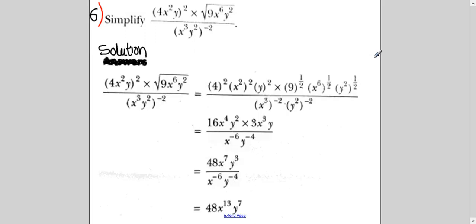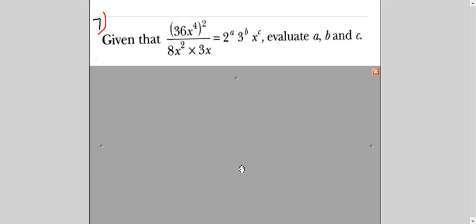So here is the solution. You can check it stepwise. I'm going to the next question, but this one I put here for you to try yourself, because whatever is covered here we have covered in the previous examples. Now this question, if you look at it, looks different. Given that this thing equals this, evaluate ABC. What comes to your mind? What will you do?